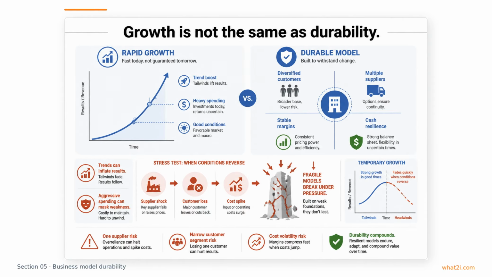The real test comes when pressure appears, such as a supplier shock, customer shift, cost spike, or a new competitor. Fragile models often break under that kind of stress because the growth was not backed by real protection. Durable businesses may slow down too, but they tend to keep functioning and recovering rather than collapsing.